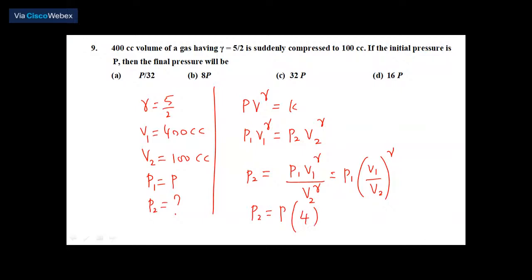4 to the power gamma, which is 5 by 2. So it is P times 2 squared whole to the power 5 by 2. 2 and 2 get cancelled. So we are left with 2 to the power 5. 2 to the power 5 is 32. So it is 32 times P. So P2 is equal to 32 times P. Correct option is C. Ninth one, option C is correct. We'll move to the next one.